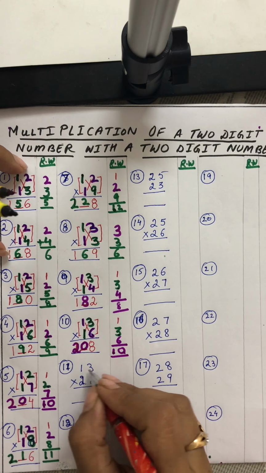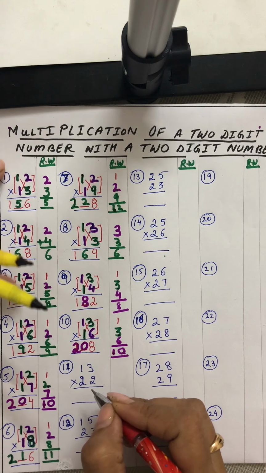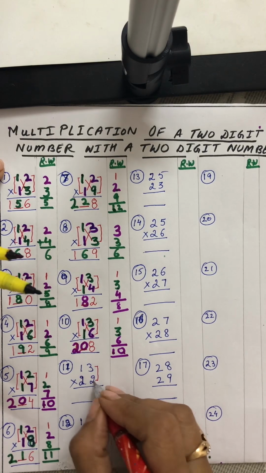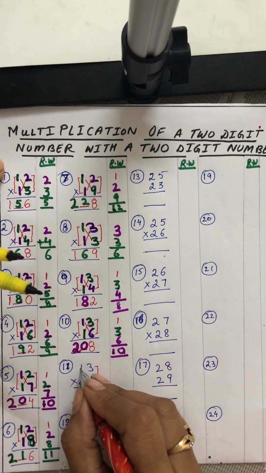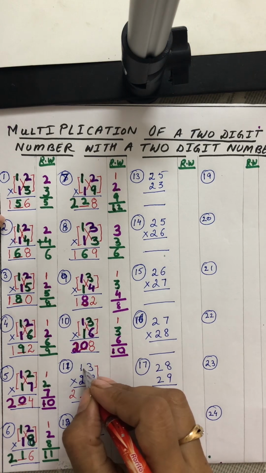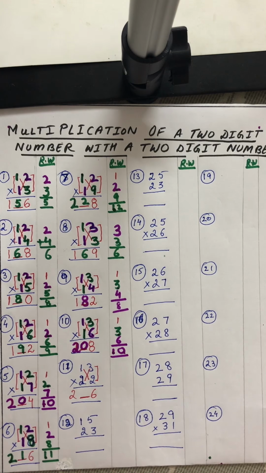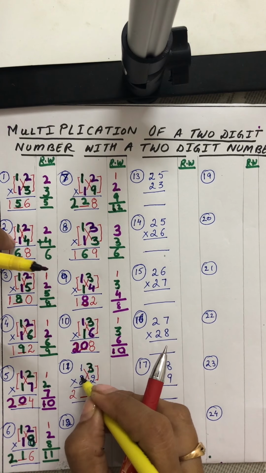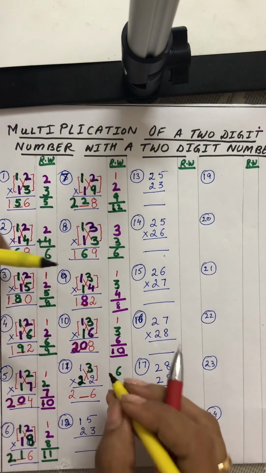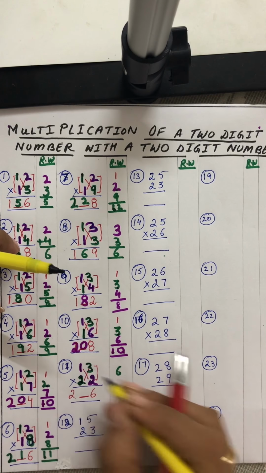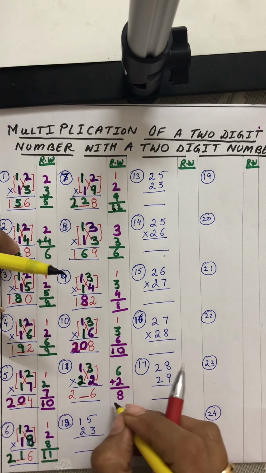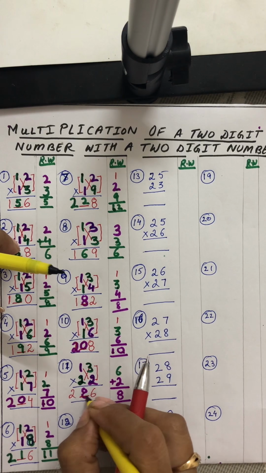Next question is 13 multiplied by 22. So right side multiplication, 3 2s are 6, 2 1s are 2, blank space in between. Fill it up with cross of the multiplication of these numbers. So 3 into 2, 6, 2 into 1, 2, 6 plus 2, 8. 8 comes here.